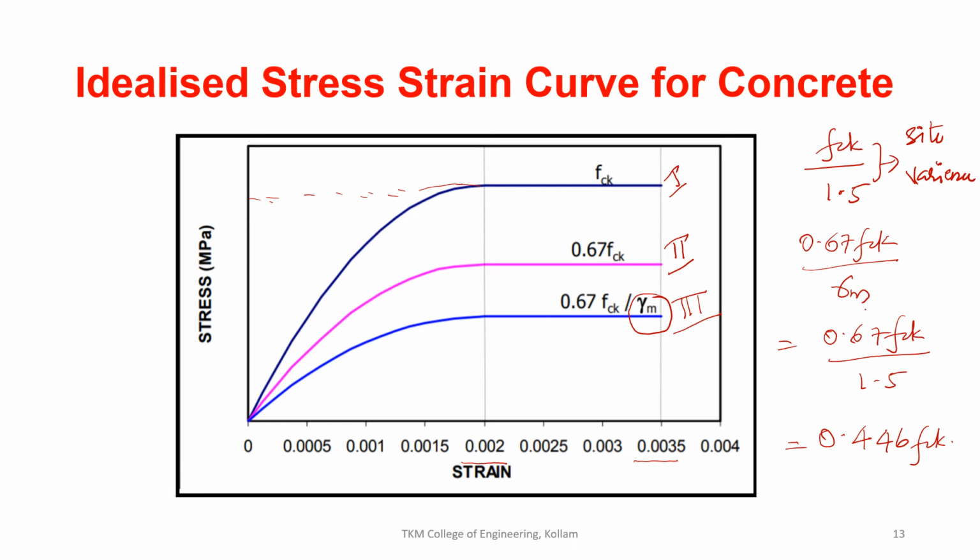That is, the stress at the failure, that is at 0.0035 strain, will have a value of 0.446 FCK. It will have a value of 0.446 FCK.